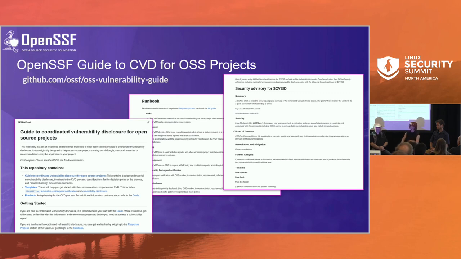Things can get a little bit complicated, which is why for open source projects, we developed this guide to CVD. If this is new information for you, I would recommend finding time, before there's an active vulnerability in your project, to read through the guide. And when you do have one, there's a runbook if you need a reminder checklist of steps and things to do. We also made a lot of communication templates that are in a directory in this GitHub repo.